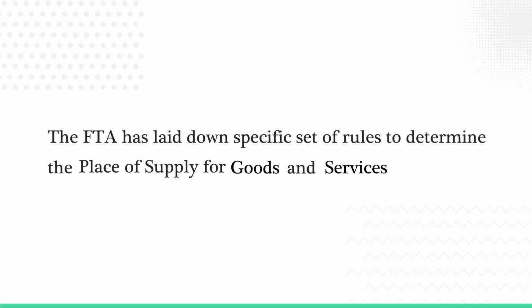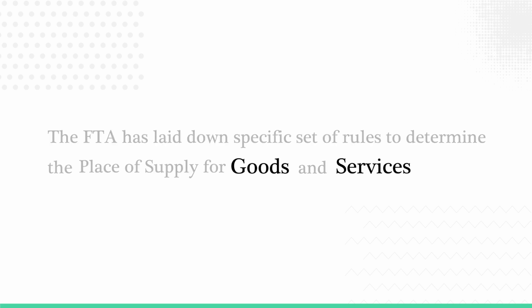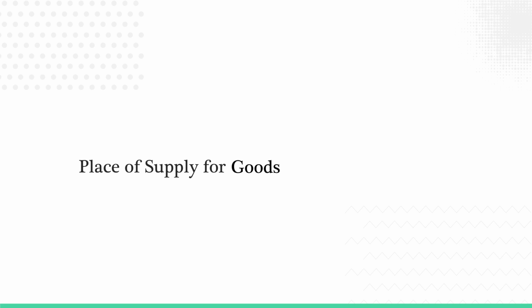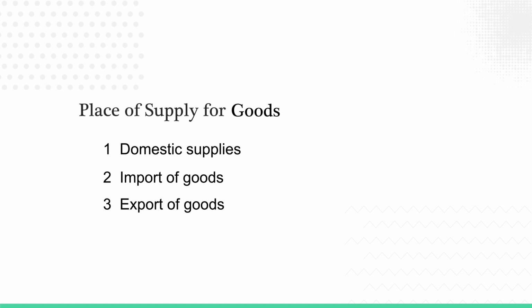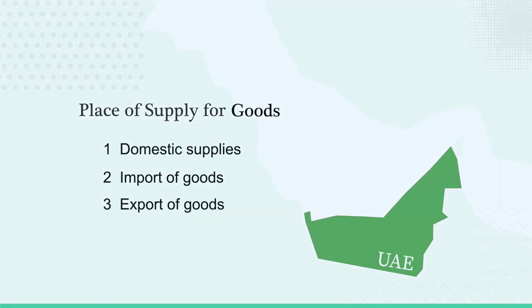The rules specified by them differ in the case of goods and services respectively. Let us now discuss determining the place of supply for goods. To make the process easier, let's divide the supply into three categories: domestic supplies, import, and export. The place of supply will be UAE in case of domestic supplies and import of goods, and hence the emirate in which the company is established will be chosen as the place of supply, and UAE VAT will be associated with the respective transactions.